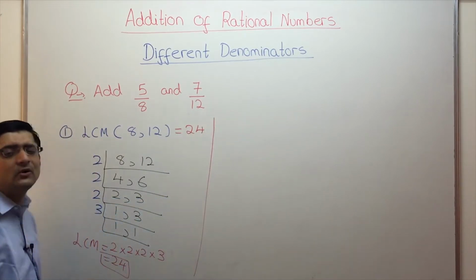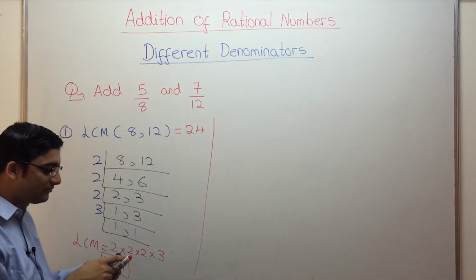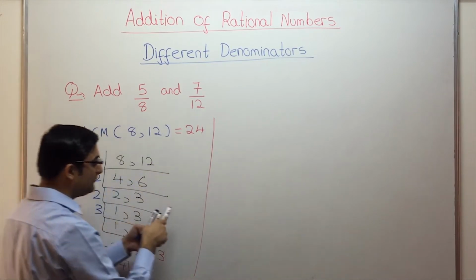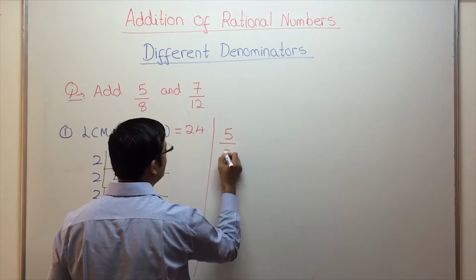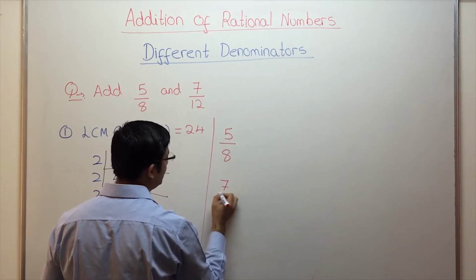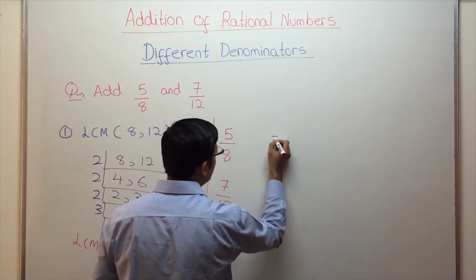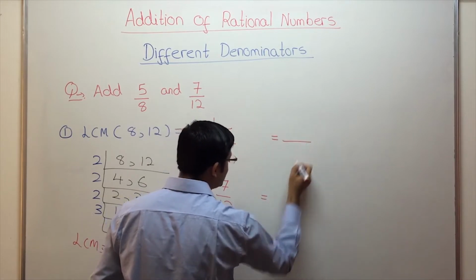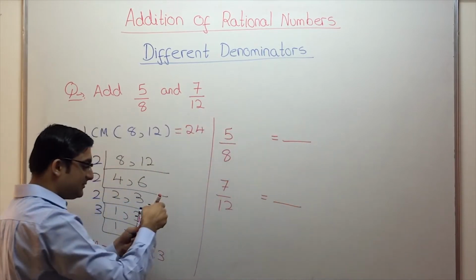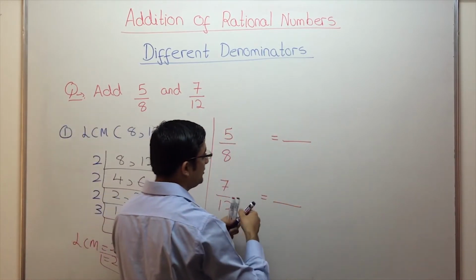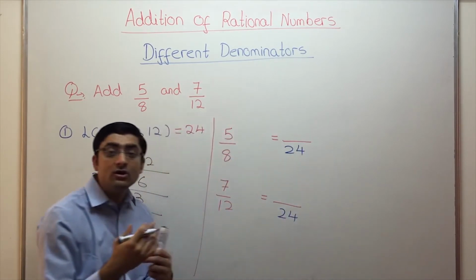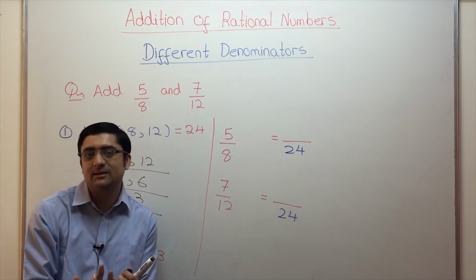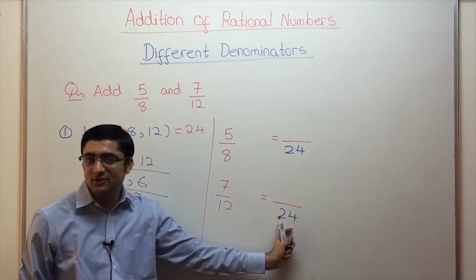What is step number 2? Get equivalent rational numbers with the same denominator. What is that same denominator? 24. So I'll write down the rational numbers, that is 5 by 8 and 7 by 12. So we want equivalent rational numbers with what as the denominator? With this LCM as the denominator. So I write down over here 24, 24. Why do we do this? Because in order for us to add rational numbers, we need the same denominator. That is why we take the same denominator over here.